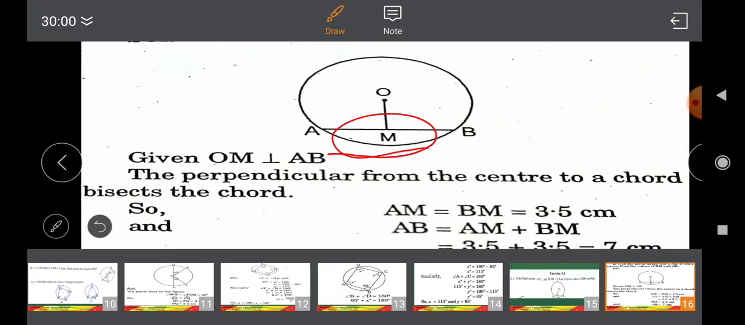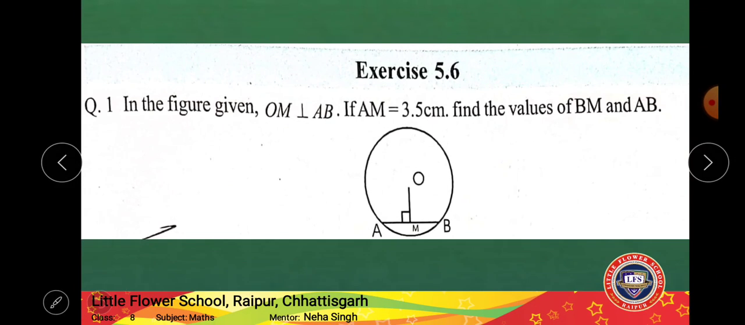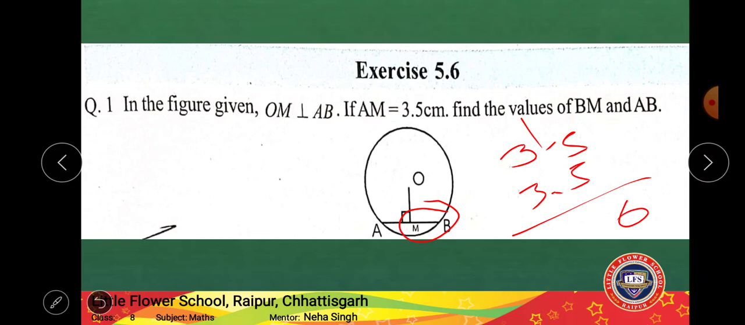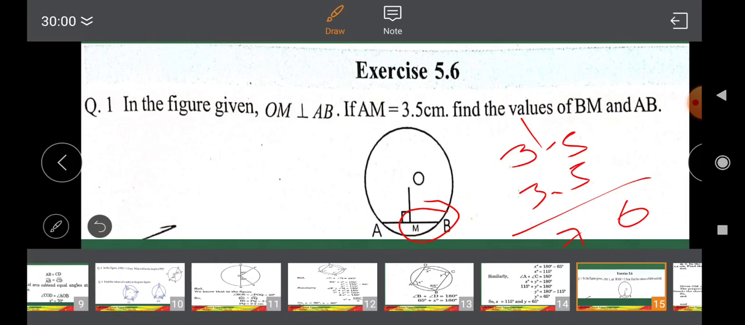Now AM was given as 3.5. We need to find the value of AB, right? How can we find AM plus BM? That is 3.5 plus 3.5. How have we calculated BM as 3.5? Because OM is perpendicular to the chord and divides the line into two equal parts. So since AM was given, BM will also be 3.5. So the answer for AB will be 3.5 plus 3.5, which is 7. So the answer is 7 centimeter.